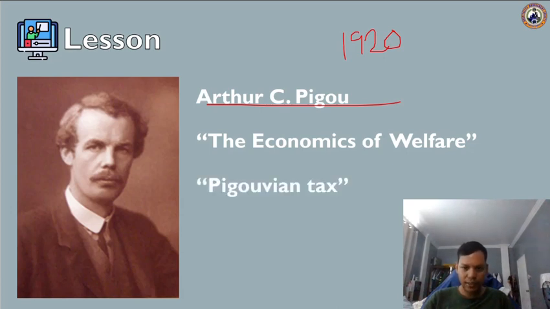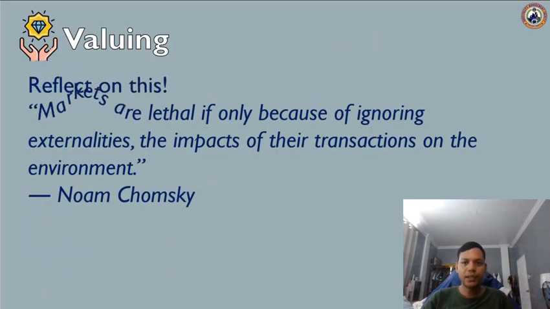So we come up, or they come up, with the Pigouvian tax. Okay, there are a lot of taxes, and this is one of them, the Pigouvian tax. It is placed on a good to take into account this external cost and move output closer to the level of social efficiency. Okay, thank you for listening, and let's proceed to the valuing part, and we will reflect on this.